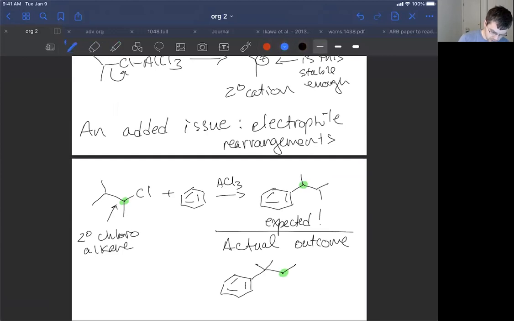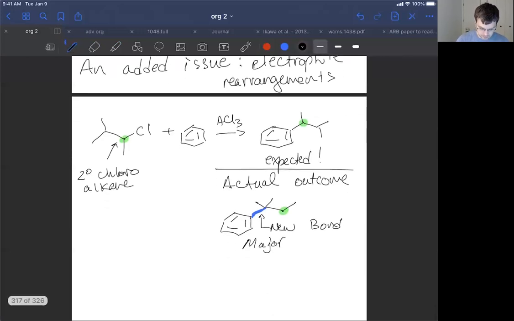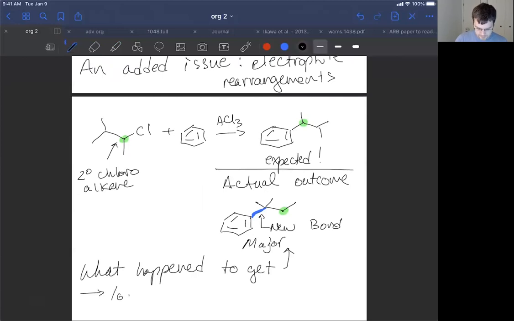So here is our new bond, and we get a product that is not what we expect. This turns out to be the major product. There might be a competitive amount of the expected isomer. Those two things are isomeric. They have the same carbon count. But what sort of happened to get this product as our major product? To answer that, let's look at the mechanism.